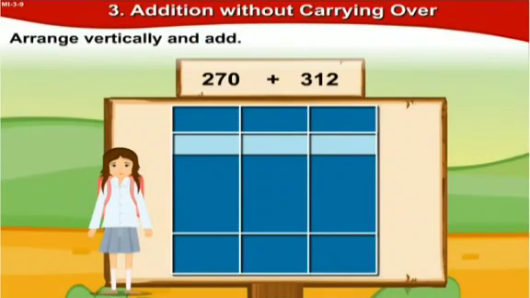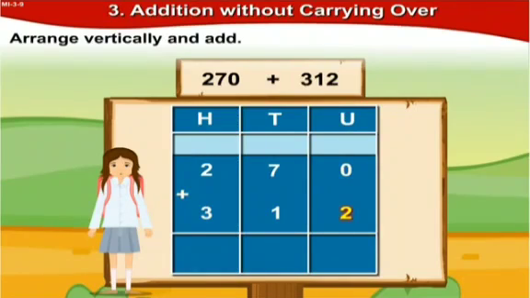270 plus 312. If you arrange them vertically, first we'll write HTU. Then 270 is 200, 7 tens, 0 units, plus 312 is 300, 1 ten, 2 units. Let us begin our addition.